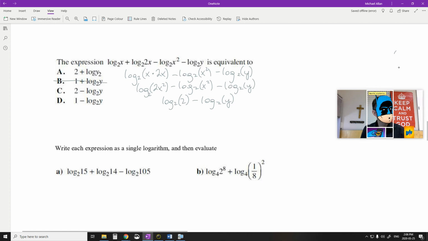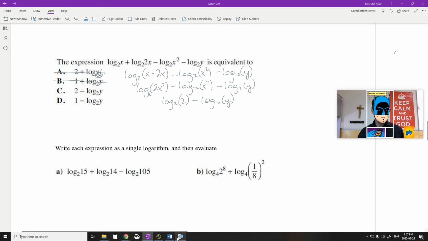Cross off a and b because they have a plus 2 log y. So I have no idea why this 2 is here. That's kind of a weird spot. Now, what is log base 2 of 2? Well, this is just a number. There's no x or y in it, so we're just going to plug it into my calculator. Log base 2 of 2.